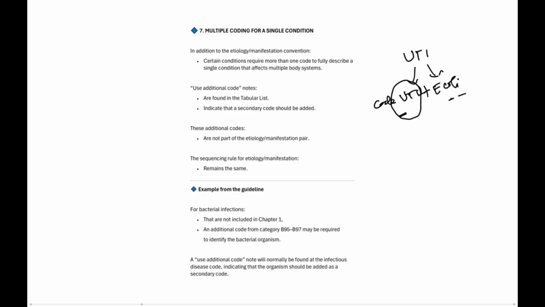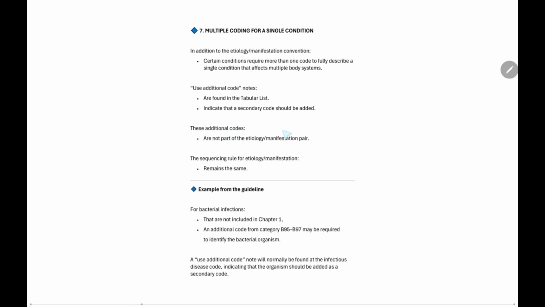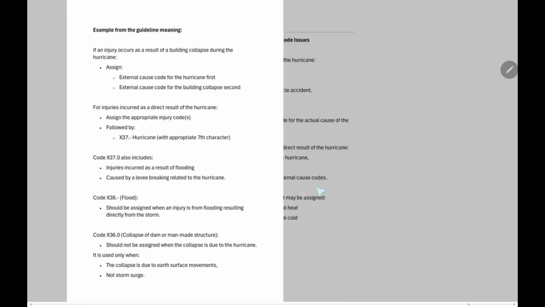Example from the guidelines. For bacterial infections that are not included in chapter 1, for example, infectious diseases is chapter 1, right? So, those not related to that chapter, an additional code may be used because organisms are mentioned in the B series, guys, B95 to B99. To identify the bacterial organism, use an additional code like the B series. Okay, got it? So, now we have discussed this much. Next, I think we can complete this today, guys. We can complete this and wrap up today.